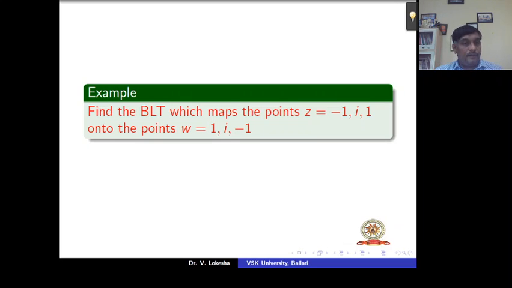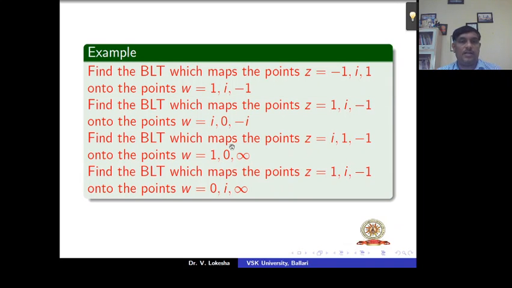One more example: find the bilinear transformation which maps the points z equal to −1, i and 1 onto the points w equal to 1, i and −1. And there are some more examples related to this.